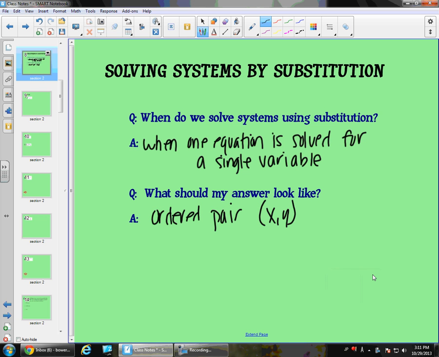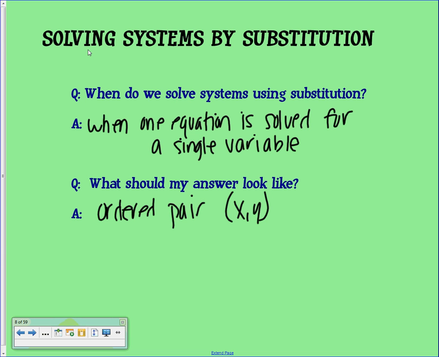A method to solving a system of equations could also be done through substitution. We use substitution when one equation is solved for a single variable. So if I had a set of equations where I had y equals something, and then something else like x plus y equals 12, what we're going to do is substitute that in.